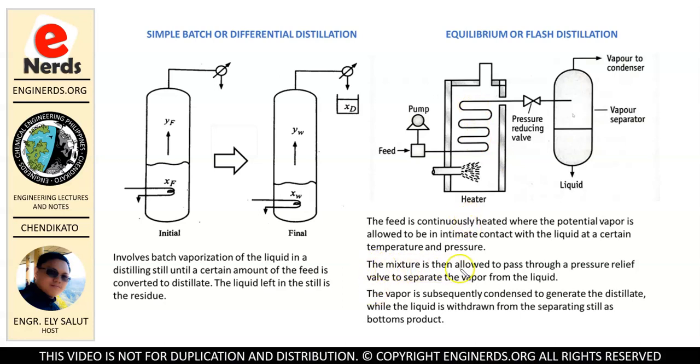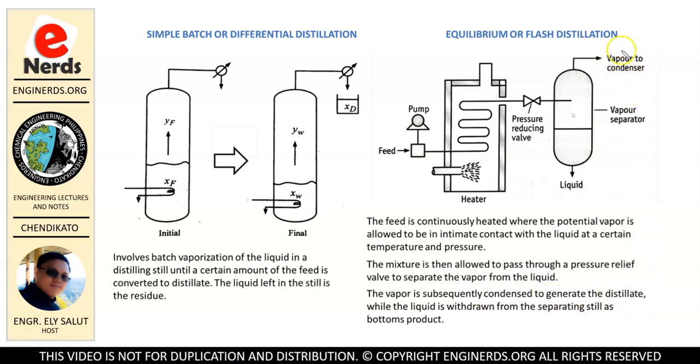And then the mixture is allowed to pass through the pressure relief valve to separate the vapor from the liquid. So this is our pressure reducing valve. Then after that, our mixture of vapor and liquid will pass dito sa ating vapor separator. Then of course, our vapor will be passing here dito sa taas, and our liquid will be passing dito sa ating bottom. So the vapor is subsequently condensed to generate the distillate.